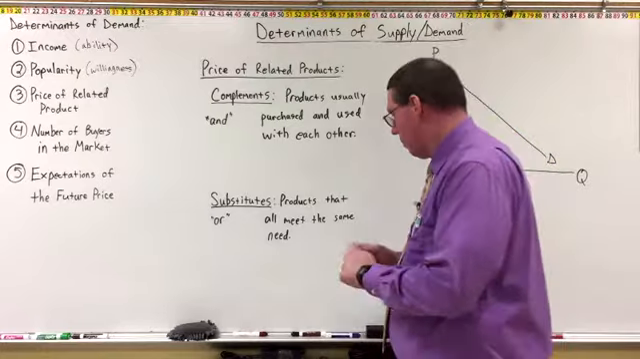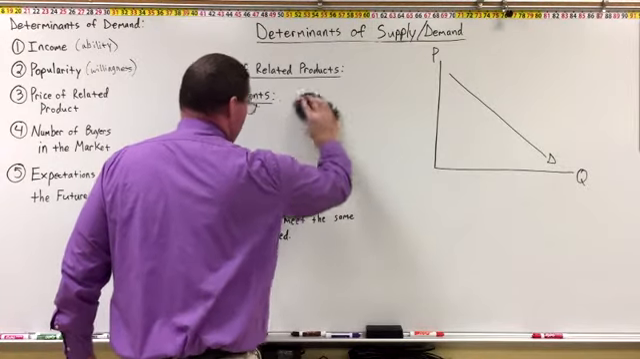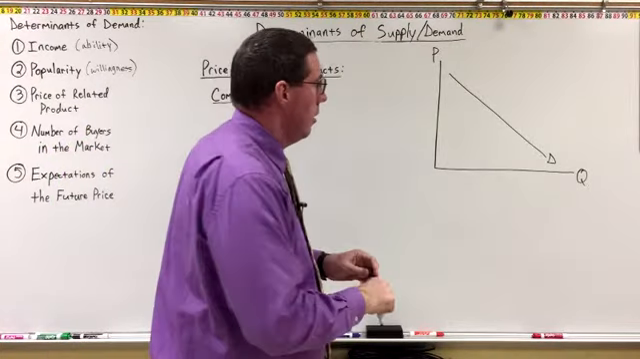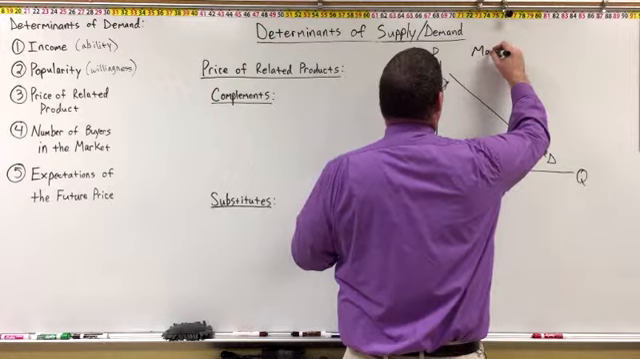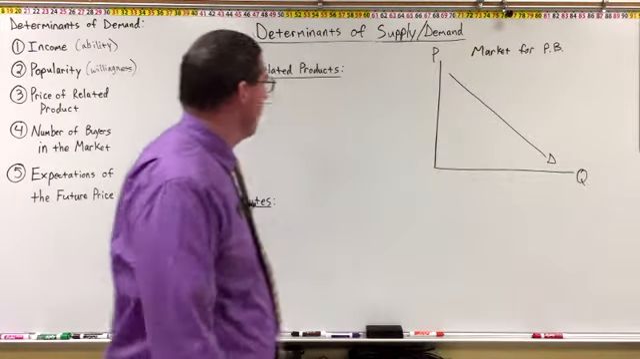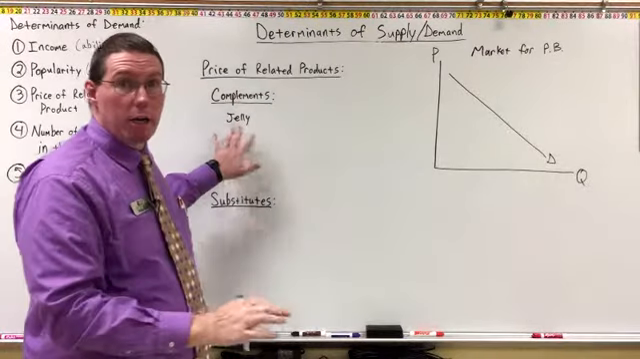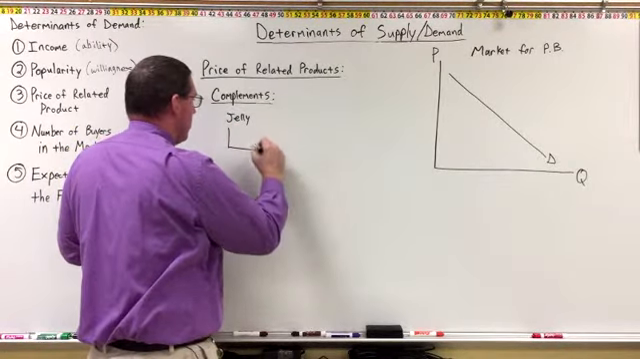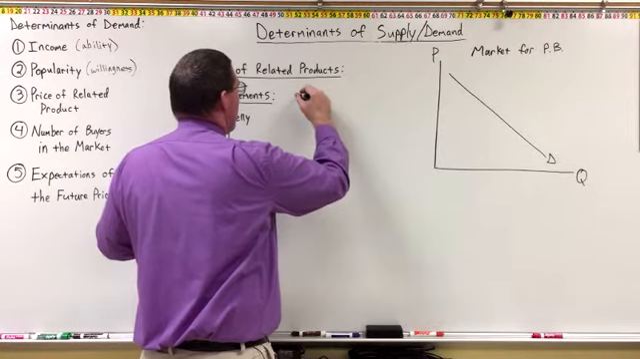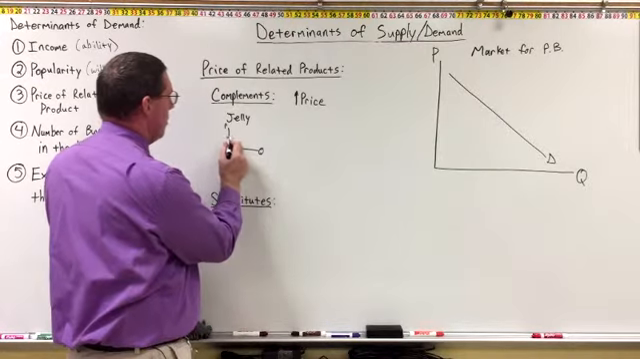All right, now that you understand what a complement and what a substitute is, let's talk about how their prices affect demand. So let's say that the product we're talking about here is the market for peanut butter. Market for peanut butter, for PB, right? All right, so a complement would be jelly. And let's say that in the jelly market, a completely different price and quantity market, right? So there's the jelly market here. And in the jelly market, the price of jelly increases. So it goes from here up to here.